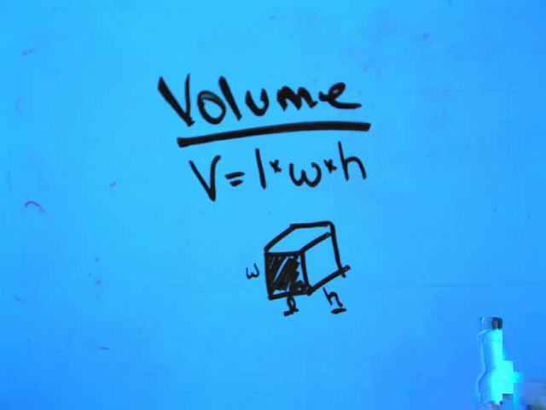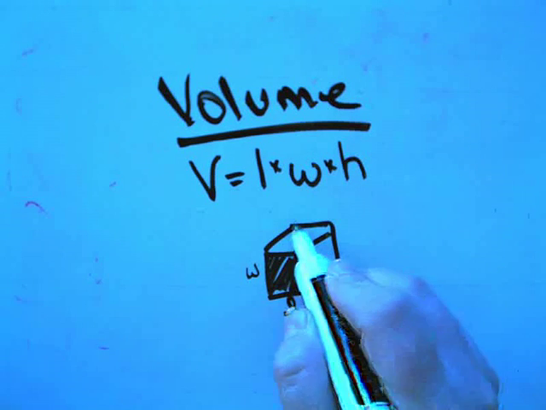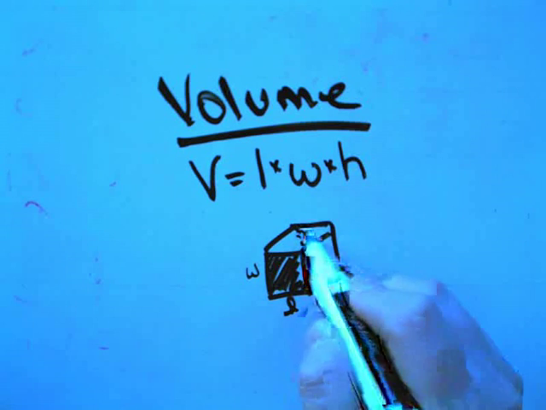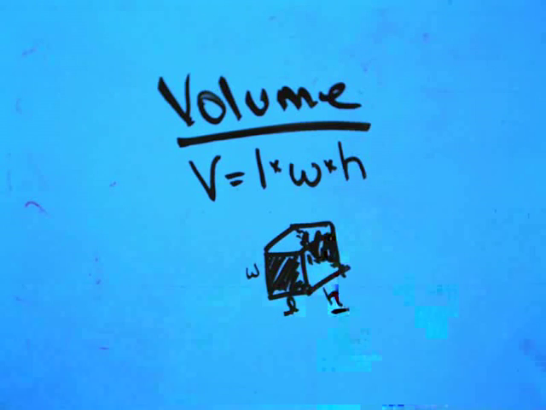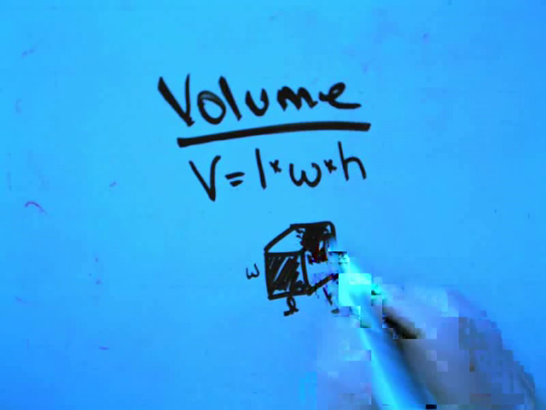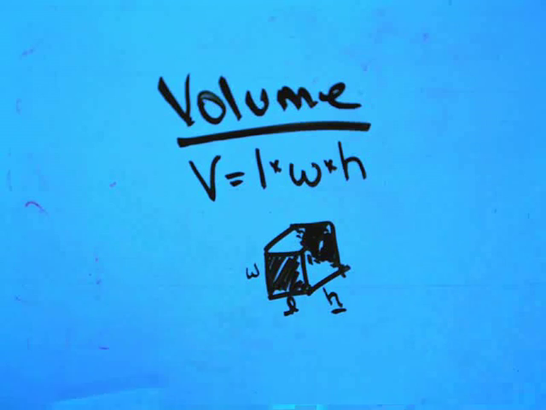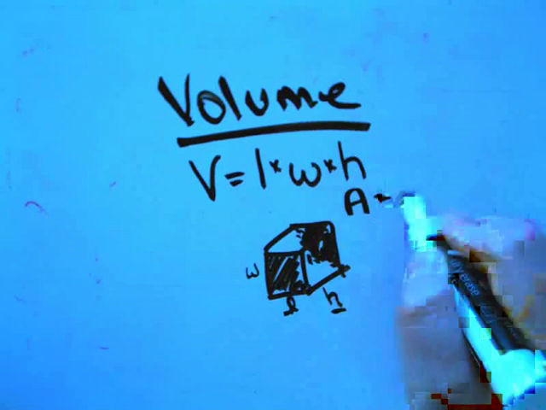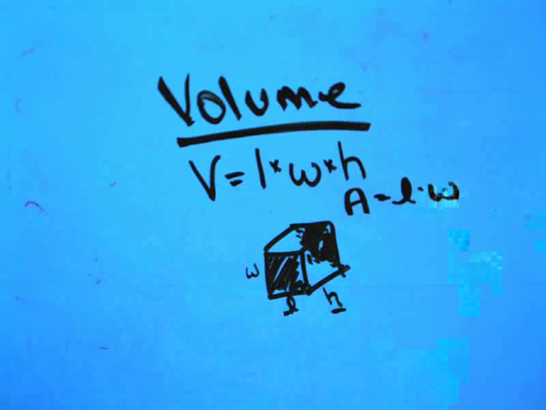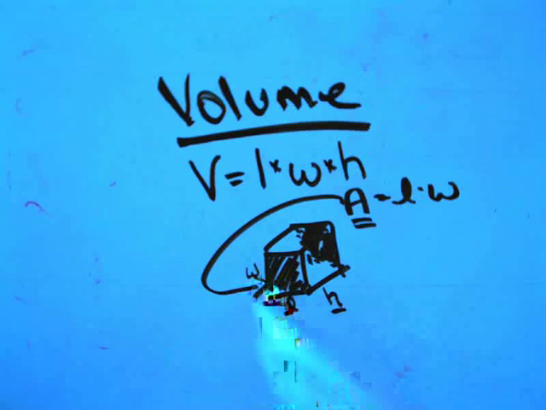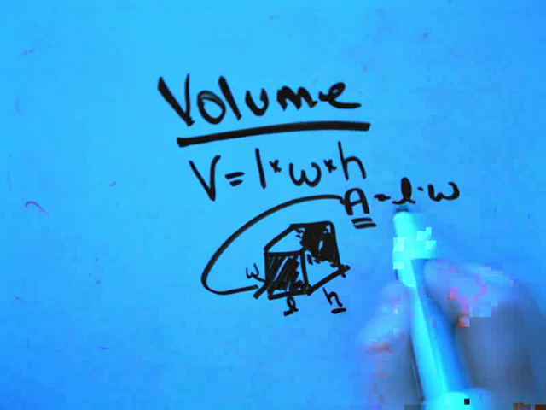The height of the prism is the distance between the two parallel bases. So if there's a base here, there's also a base back here. So the front and the back are going to be the bases of this prism. And then we multiply it by the height. Well, we've learned before that area is length times width. So the area of the base of a prism is length times width.